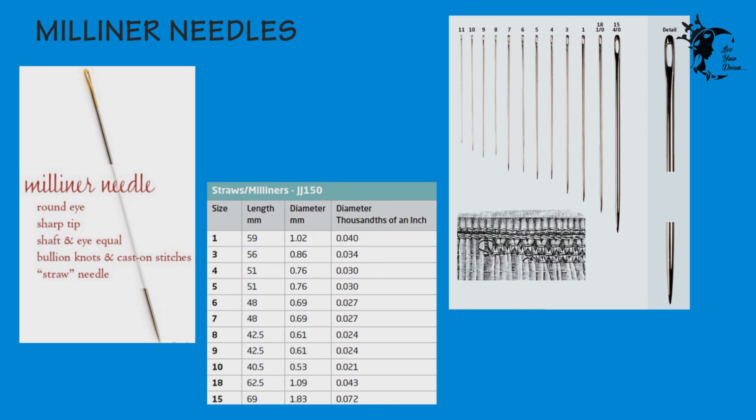Milliner's needles are traditionally used in hat making. These needles are long with round eyes and are now commonly used for basting, pleating, fancy decorative stitching like smocking, or even some types of beadwork. They are similar to ordinary sharps but longer.